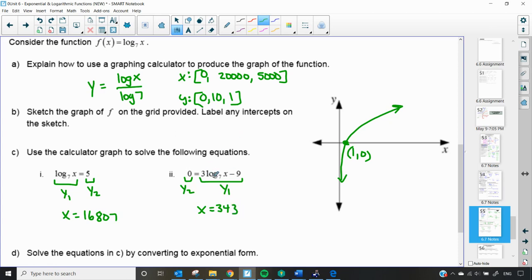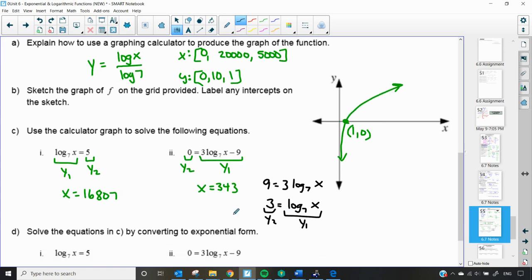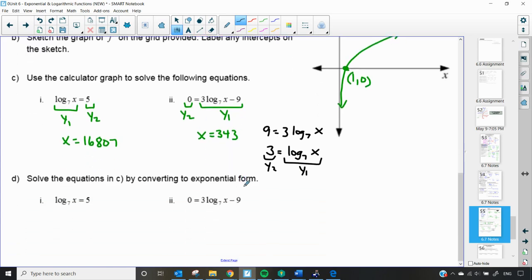Now, if you had wanted to rearrange your equation beforehand, you could certainly do that. We could have written this as 9 equals 3 log base 7 of x, divided by 3, and have 3 equals log base 7 of x. And then we would have intersected with y2 being 3 and y1 being log base 7 of x. Either way, we're still going to get that answer of 343.